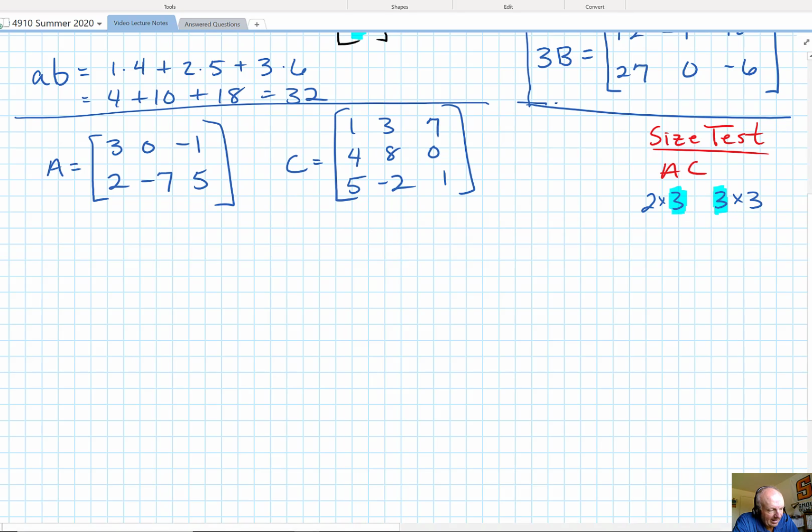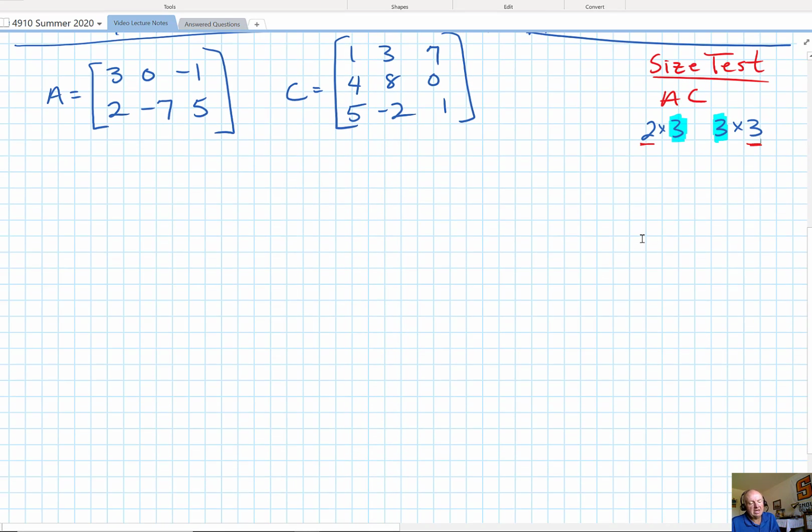Now, as a bonus, what do the outside numbers tell you? They tell you the size of the answer. So the matrix AC is going to be 2 by 3. All right, so I'm going to show you how to multiply these, and pay attention to this because this method is not described in the book. They use a much more notation-heavy method, which is not always easy to follow.